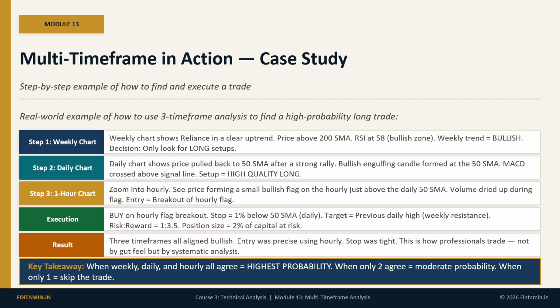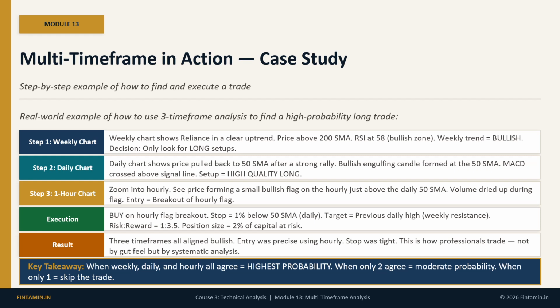Step 2, daily chart. You drop to the daily chart. Reliance has pulled back to its 50-day SMA after a strong rally. A bullish engulfing candle formed yesterday right at the 50-day SMA. MACD just crossed above signal line. Volume was above average on the bullish engulfing day. Setup quality high.